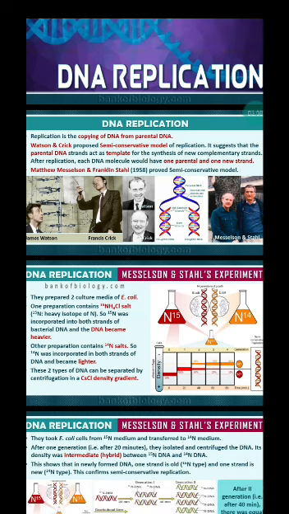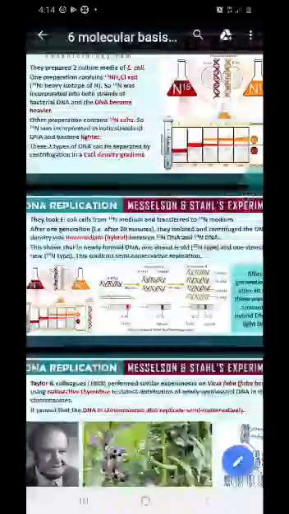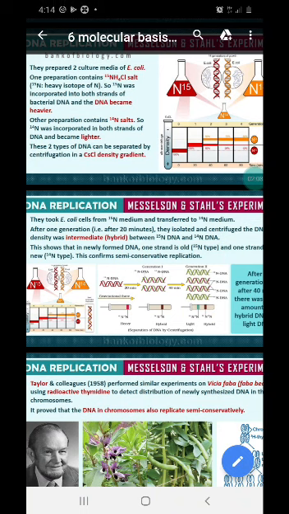Now what they did was they grew E. coli bacteria in a medium containing ammonium chloride, and that nitrogen in the ammonium chloride is of heavy type. What is the normal atomic mass of nitrogen? 14, right? So which is the heavy isotope of nitrogen? It is nitrogen 15.